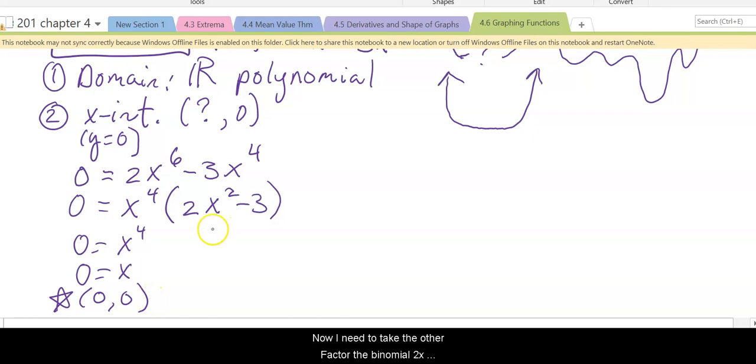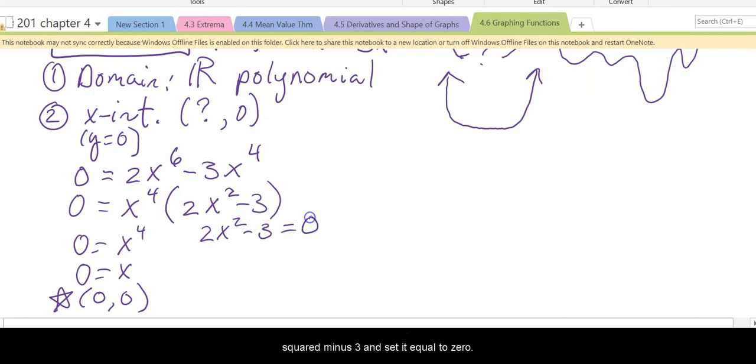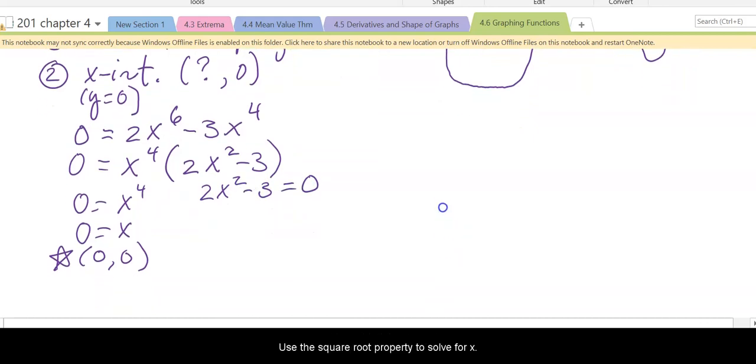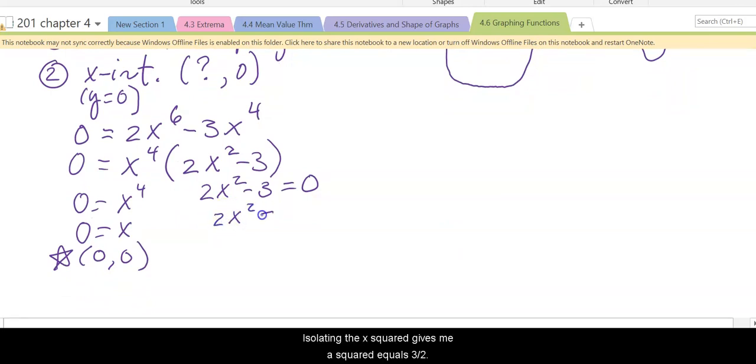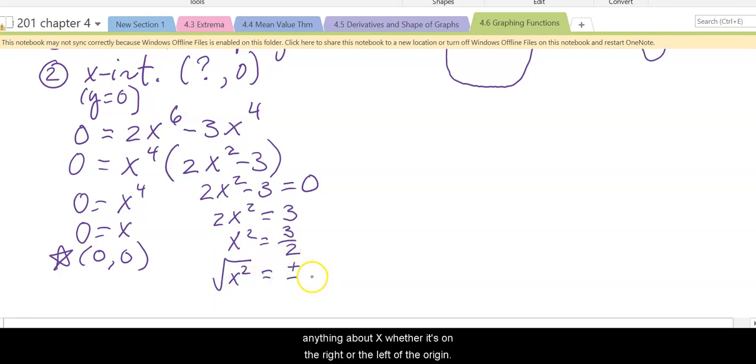Now I need to take the other factor, the binomial 2x squared minus 3, and set it equal to 0. Use the square root property to solve for x. Isolating the x squared gives me x squared equals 3/2. Taking the square root of both sides, I don't know anything about x, whether it's on the right or the left of the origin. This means x could be positive or negative, which means that x could be plus or minus the square root of 3/2.